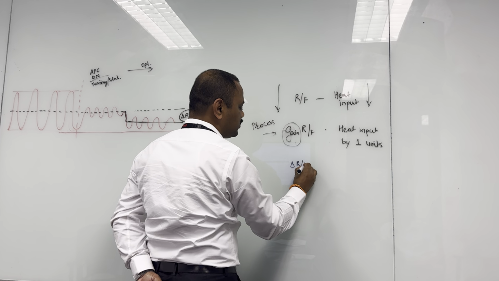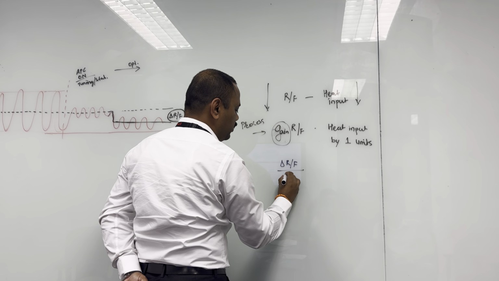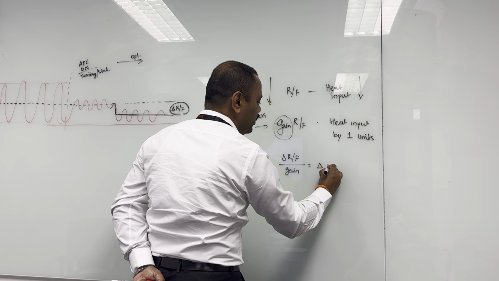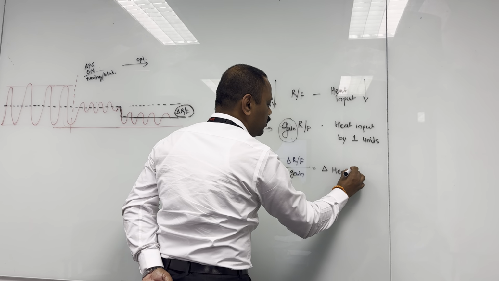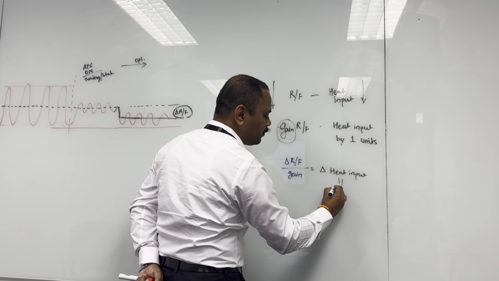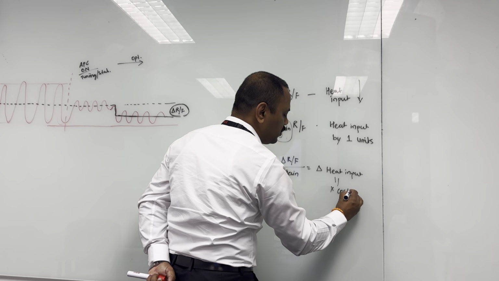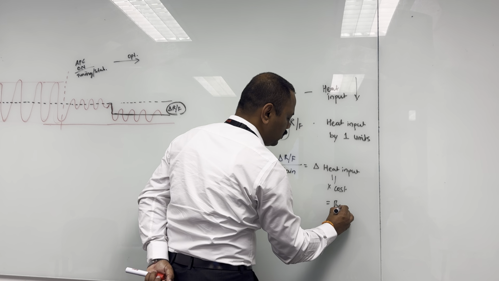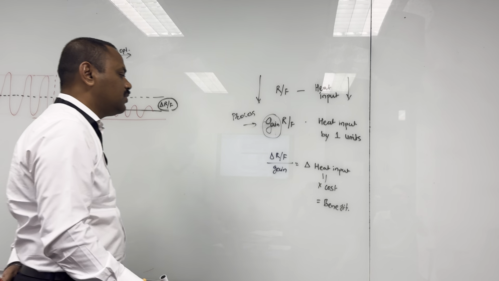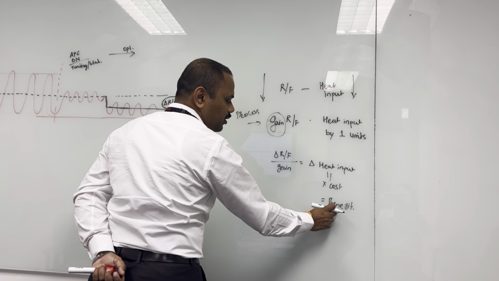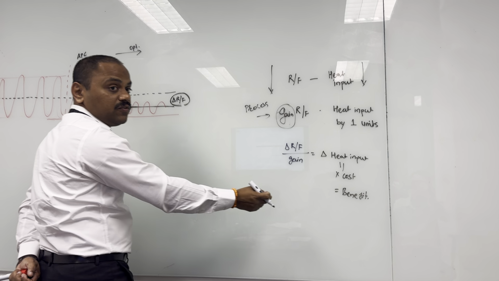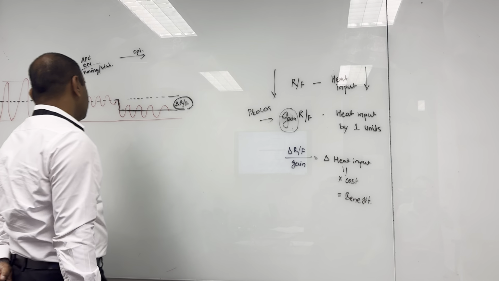Delta change, I know the gain, I can calculate the delta change in heat input, right? Yes. Okay, and this input we multiply by the cost of the input, we get the benefit. Yes, correct. Fine. So this benefit is utilized to estimate that post APC this much benefit will come.